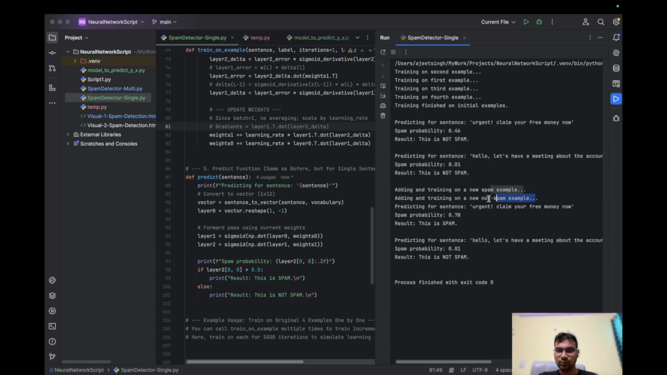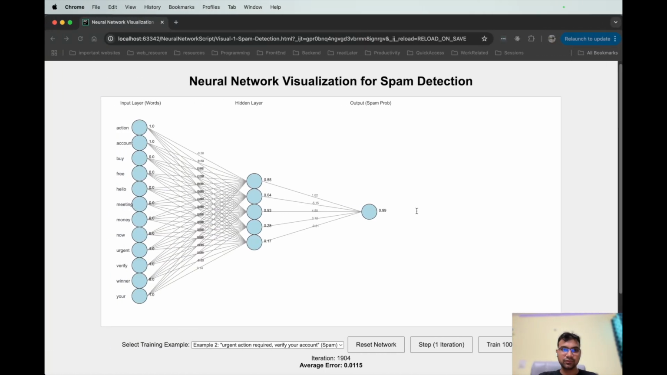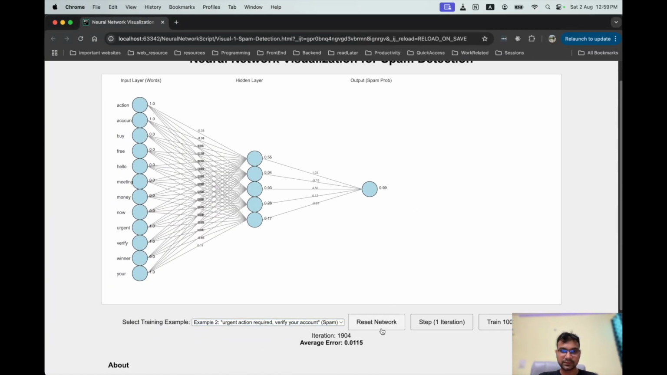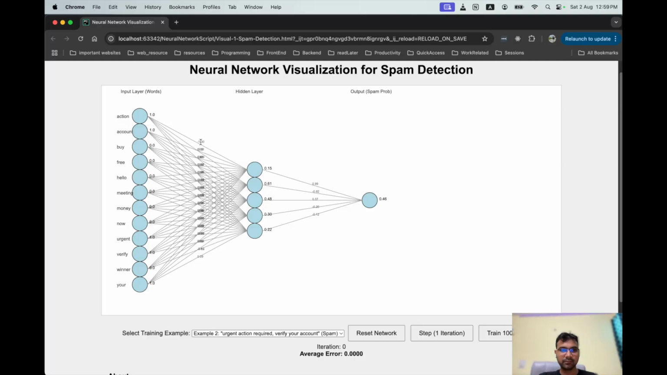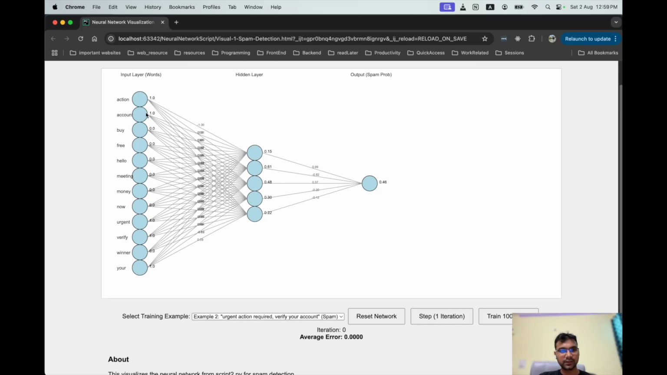Now we train on two more examples. After training, we can see the spam probability has increased to 0.78. So we can see that the more we train, the more the spam probability increases. Now let's visualize this. This is our network for a single example. We will cover the multiple one as well. It is similar, just with parallel nodes for the other examples.